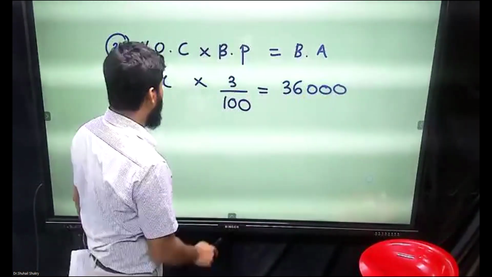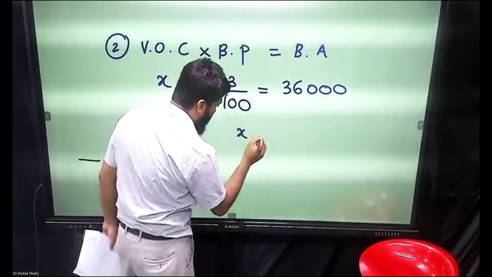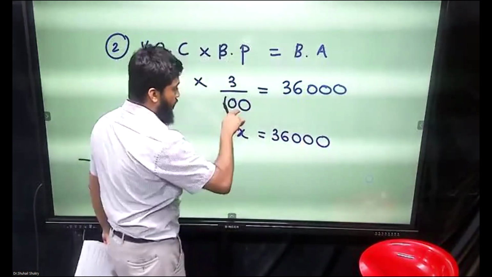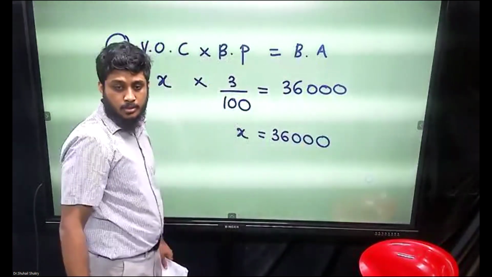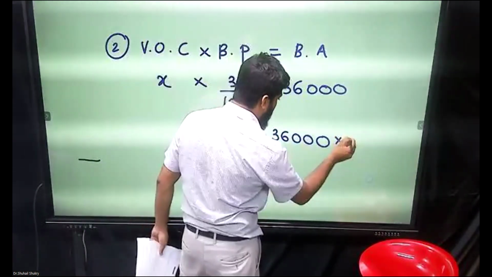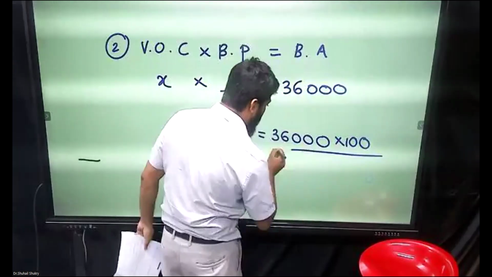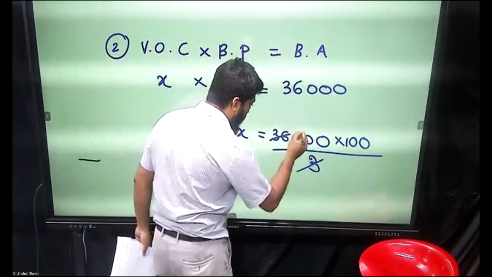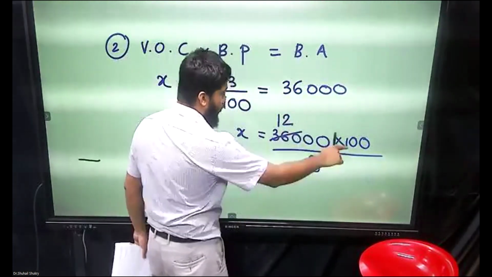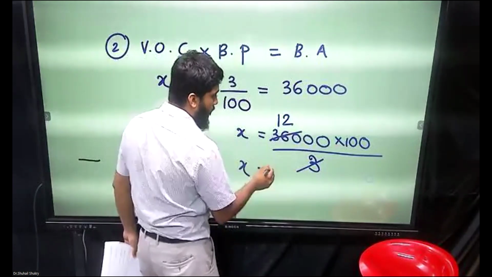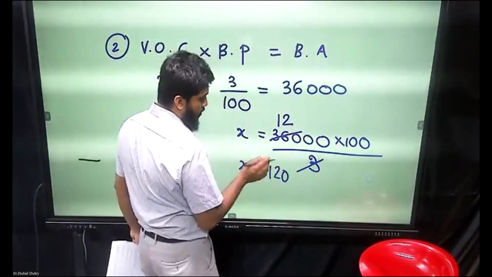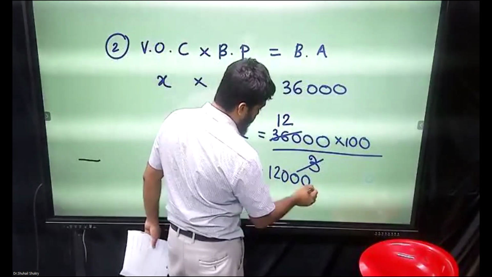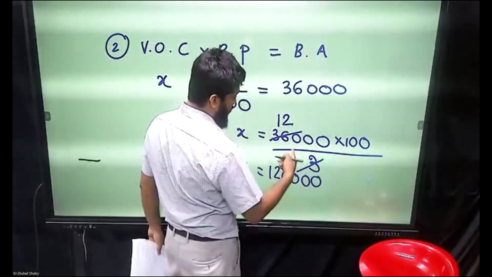Now what should you do? Find the value of X. So X is equal to... this 36,000 is already here. Division by 100 goes to that side and becomes multiplication by 100. Multiplication by 3 goes to this side and becomes division by 3. 3 and 36, if you simplify here, 12, then 12,000. So X is equal to 120,000. 12 lakhs.